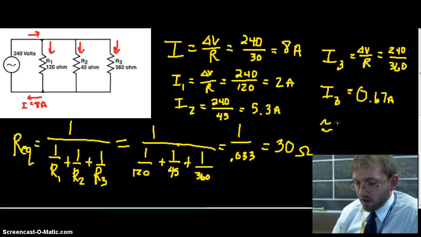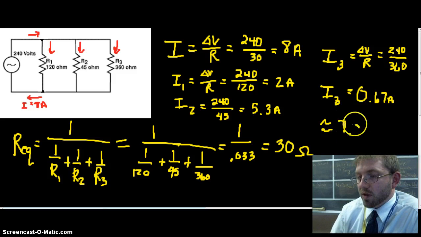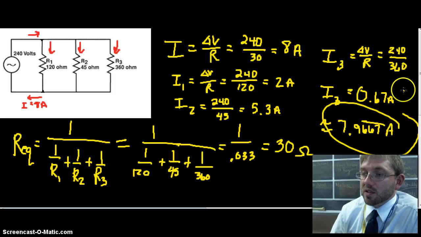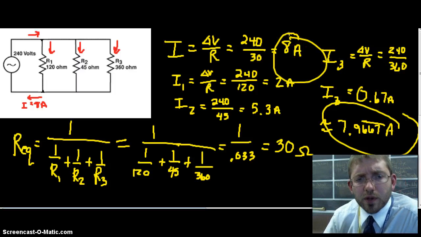which when we add all of this stuff up to what we have, my calculator says 7.9667, repeating, which is basically 8 amps. So what have we done? What have we accomplished?